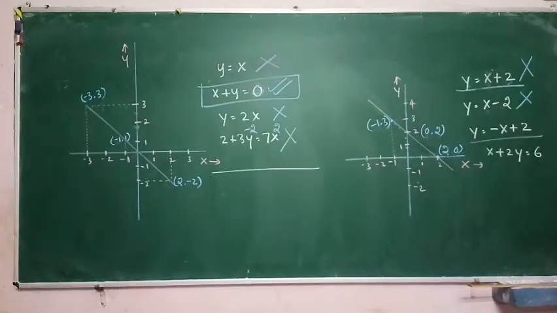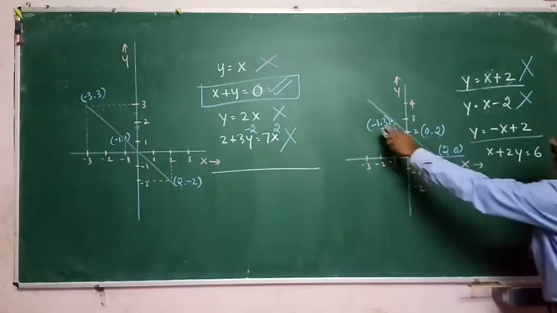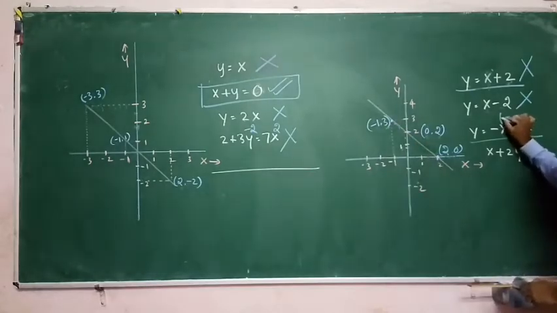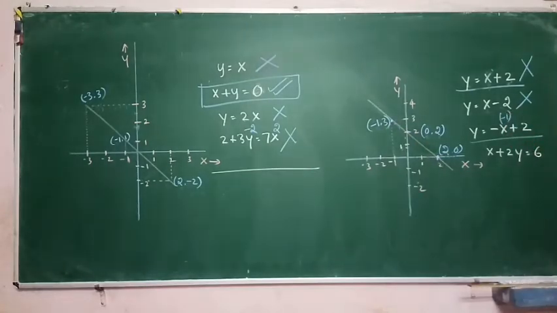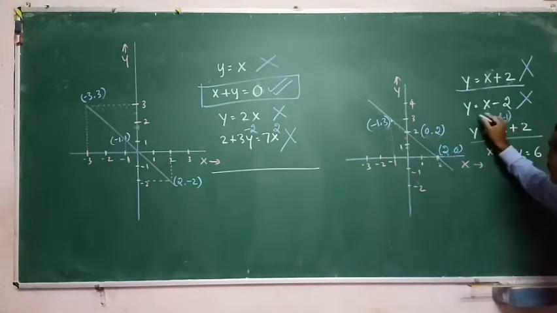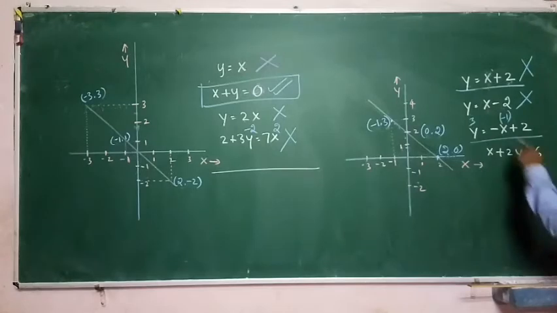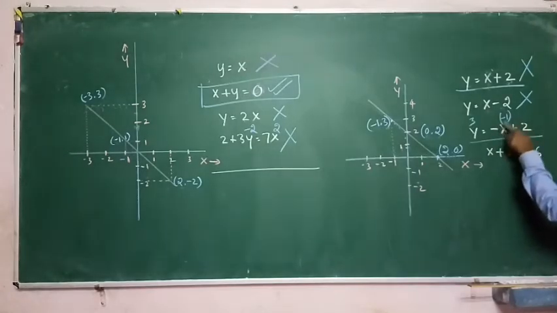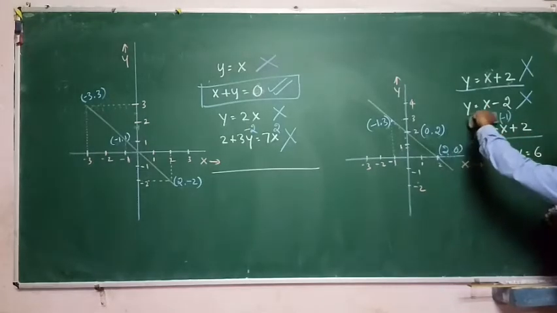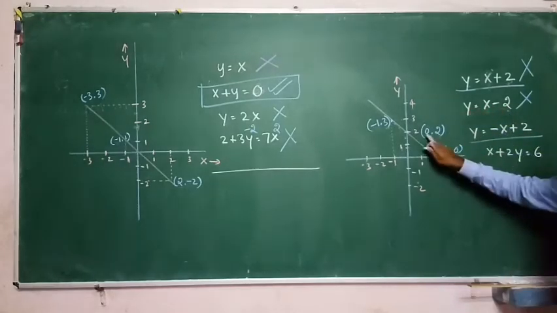Coming to the third equation. Okay. Y is equal to minus x plus 2. Let me check here. X value, y value. I will put x value as minus 1, y value as 3. Check it. Minus of minus is plus. Plus 1 plus 2, answer is 3. This is correct. I will go for one more value.